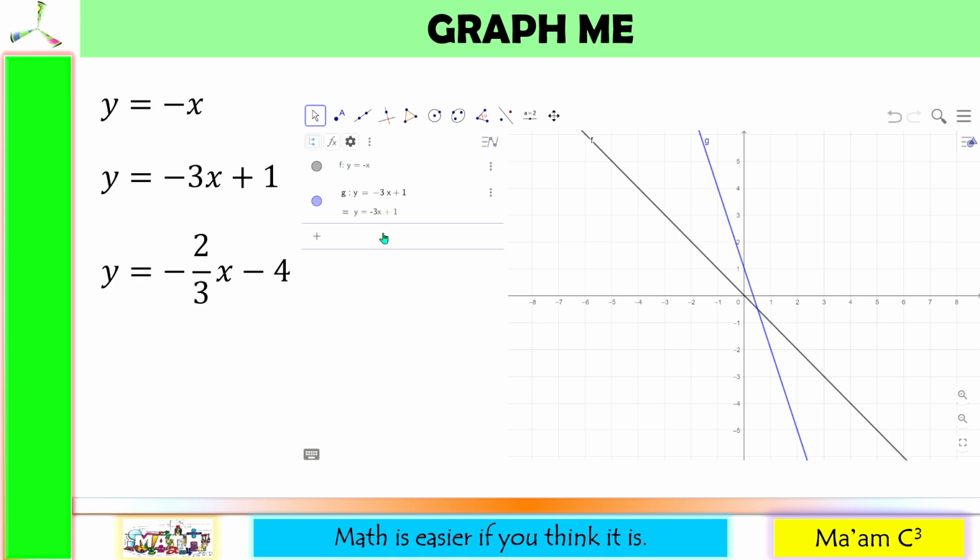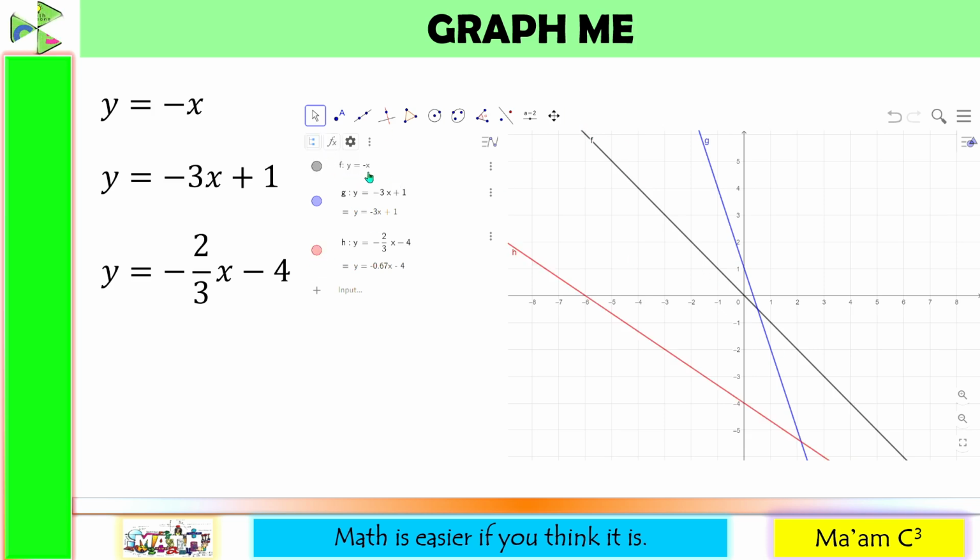Okay, next let's have y is equal to negative 2 over 3 of x minus 4. Let's change the color of this one. Let's make it red.